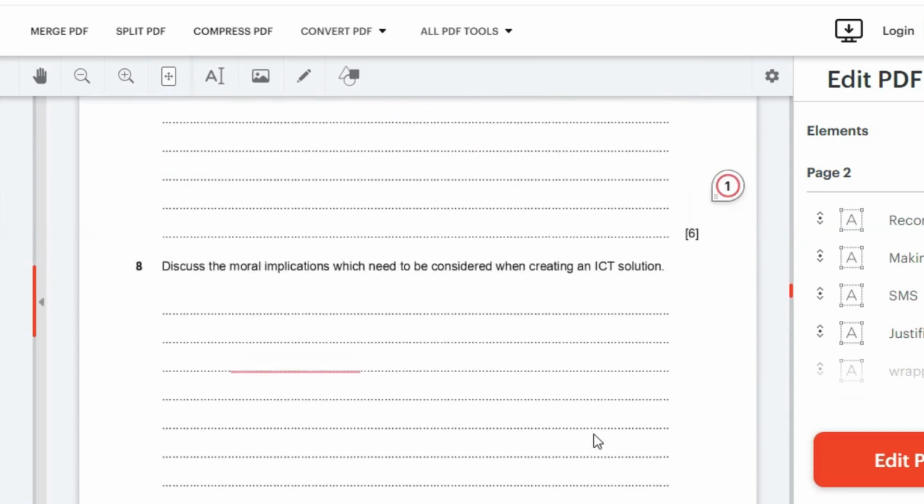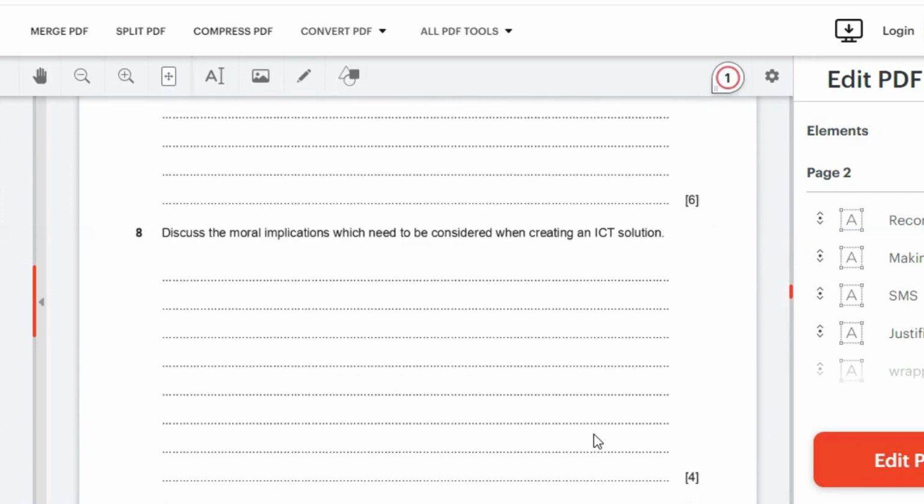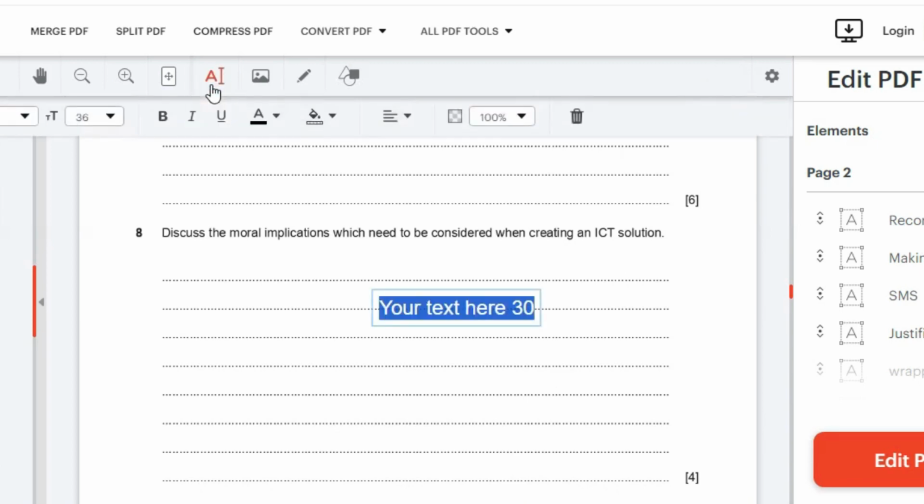We are told to discuss the moral implications which need to be considered when creating an ICT solution. So, what are those things, moral implications that need to be considered?